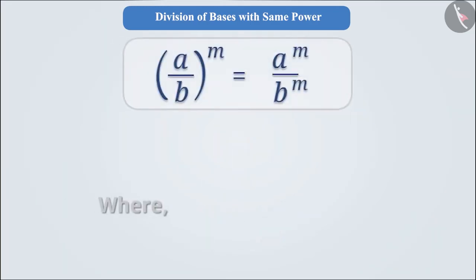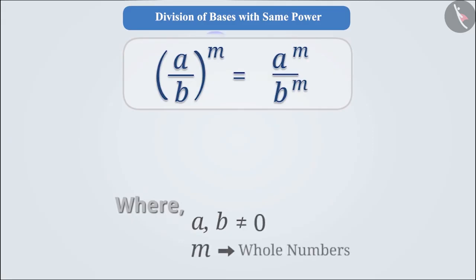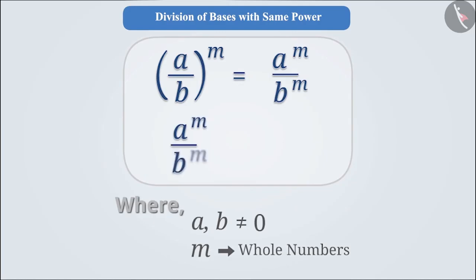Broadly, if both a and b are non-zero integers and m is a whole number, then the expression a divided by b, the whole raised to the power of m, can be written as a raised to the power of m divided by b raised to the power of m. a to the power of m divided by b to the power of m is equal to a by b to the power of m. Here also we can say that the power of the brackets is the power of all the terms written inside.